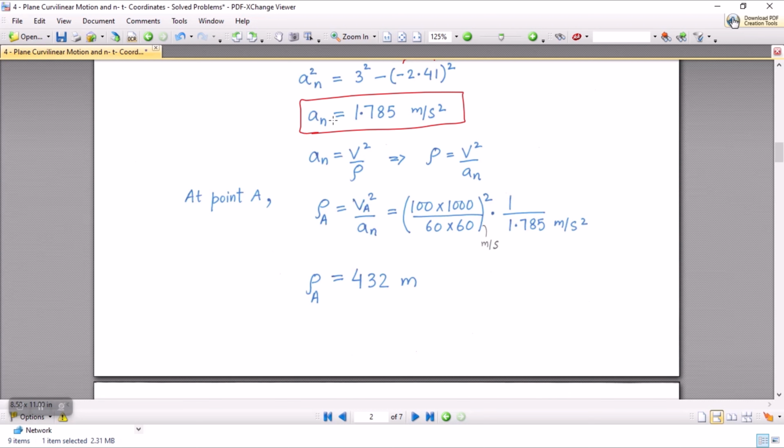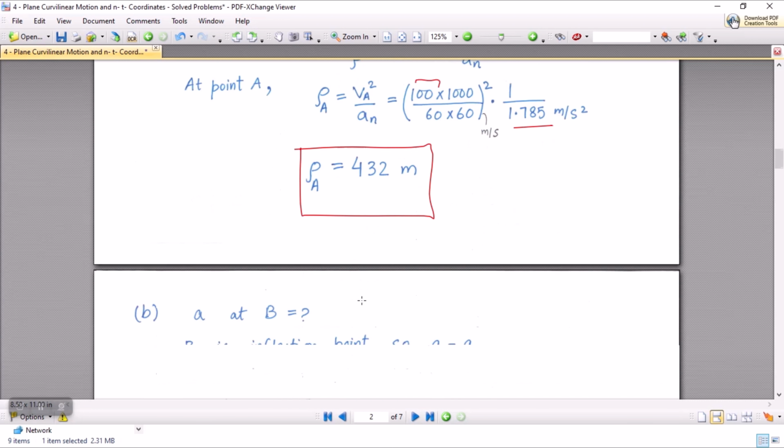Now I already know that a_n is equal to v squared over rho. V is given at point A, 100 kilometers per hour, again converted to meters per second. And a_n is also determined already, 1.785 meters per second squared. Rho will come out to be 432, and it will be in meters because it is a radius of curvature, a length quantity, right? So the first part is done.